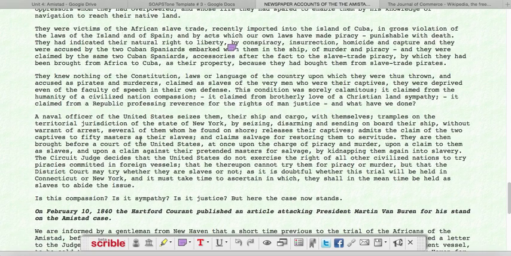All right, let's continue. They knew nothing of the Constitution, laws, or language of the country upon which they were thus thrown, and accused as pirates and murderers. Claimed as slaves of the very men who were their captives, they were deprived even of the faculty of speech in their own defense. This condition was sorely calamitous. It claimed from the humanity of a civilized nation compassion. It claimed from brotherly love of a Christian land sympathy. It claimed from a republic professing reverence for the rights of man justice. And what have we done?